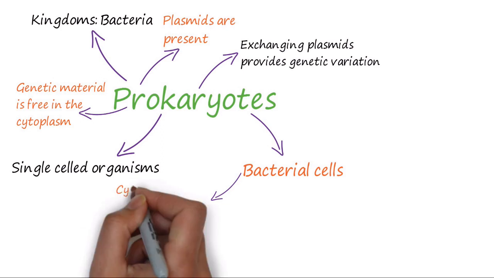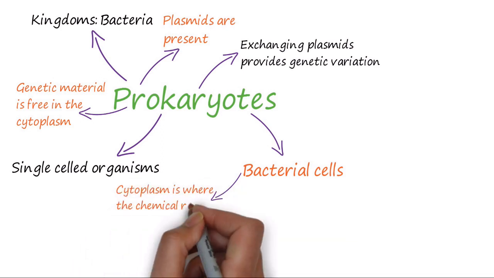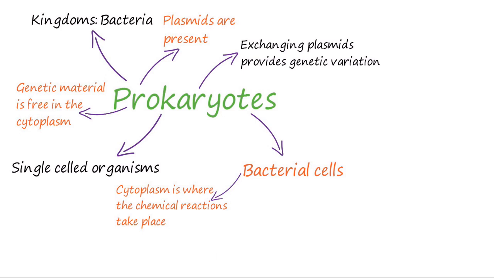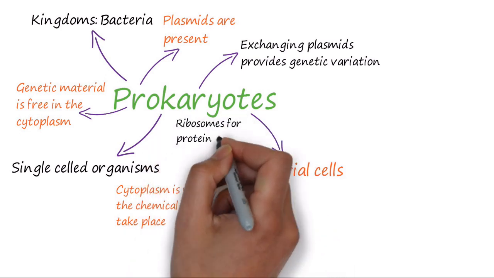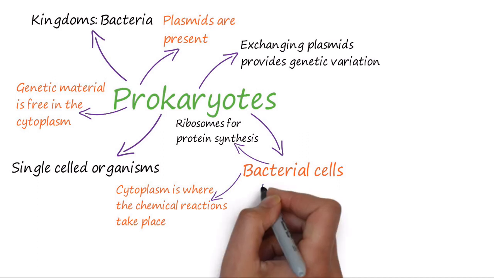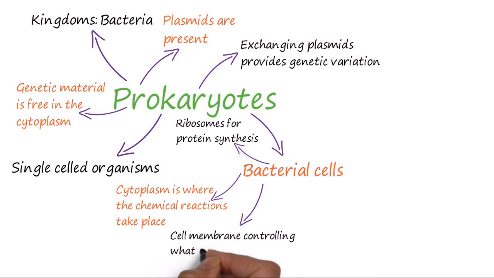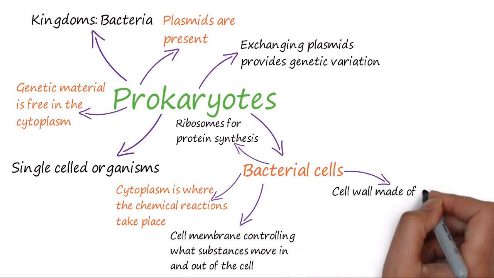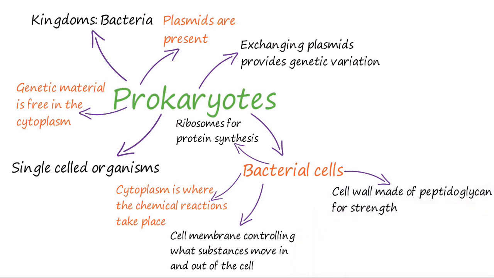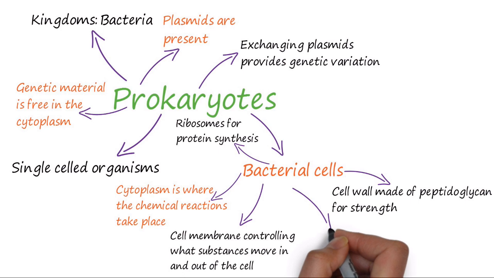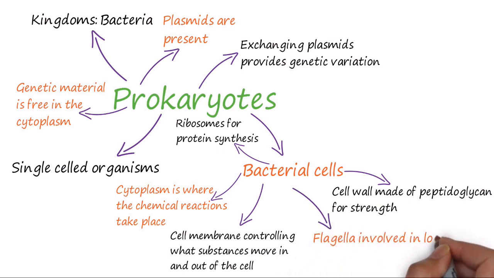Bacterial cells consist of a cytoplasm, which is where most chemical processes take place. Ribosomes are found free in the cytoplasm, and these are where protein synthesis occurs. The cell is surrounded by a cell membrane, which controls the movement of substances in and out of the cell, and an outer cell wall made of a substance called peptidoglycan, which strengthens the cell. Unlike eukaryotes, bacterial cells may also contain flagella, which are whip-like structures involved in locomotion. That is, they help the cell to move.